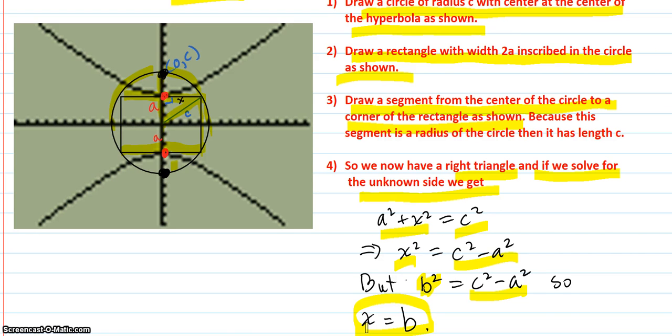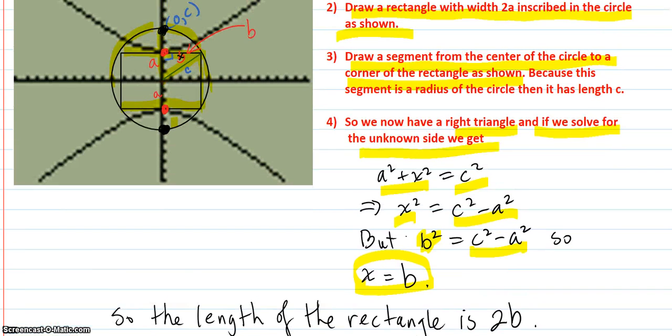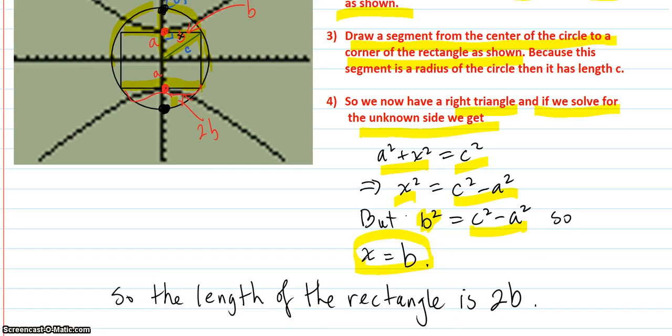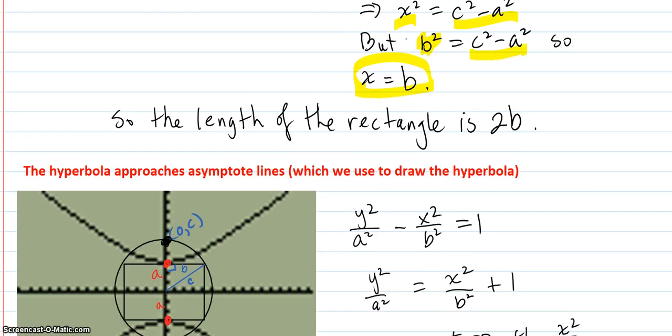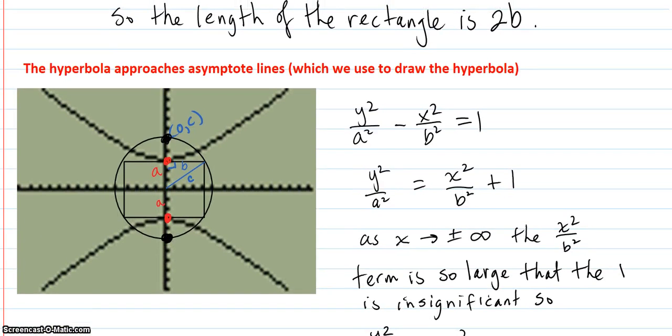So that's B over there. So we can just write that as B. That side right there is B. Okay. So the length of the rectangle is 2B all the way across here from, say, here to here. That's 2B. Okay. Now, that's also useful for another reason.